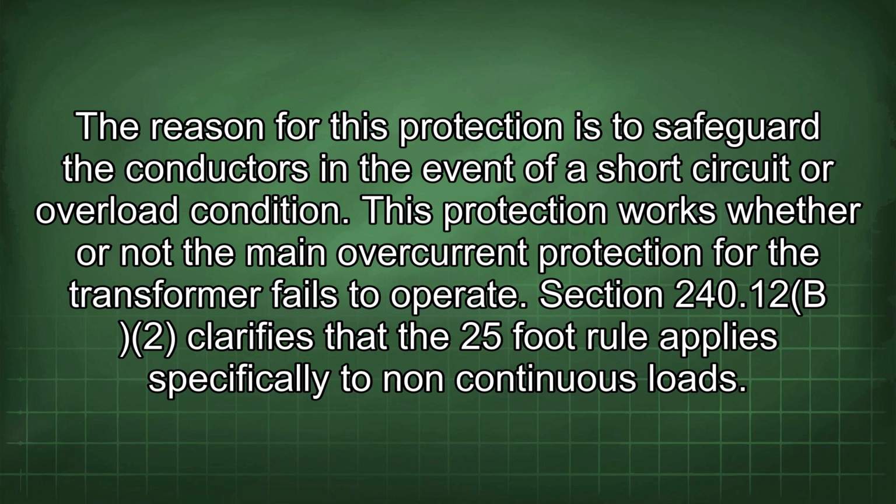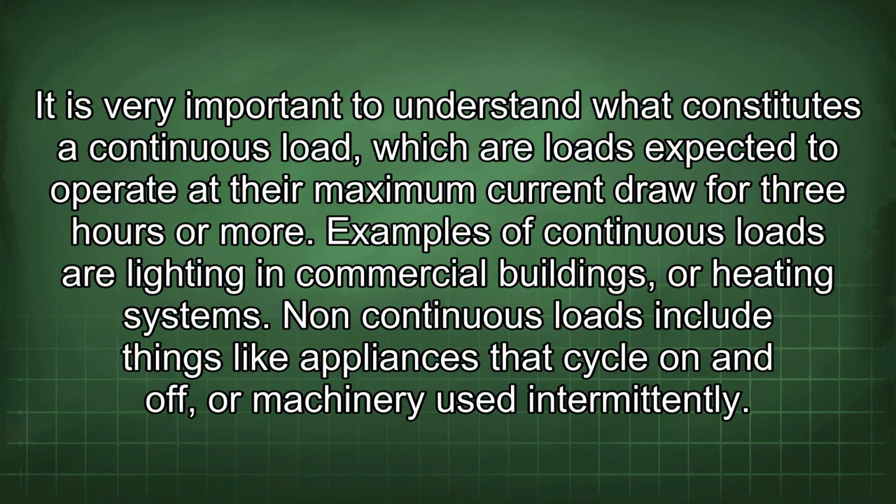Section 240.12(b)(2) clarifies that the 25-foot rule applies specifically to non-continuous loads. It is very important to understand what constitutes a continuous load, which are loads expected to operate at their maximum current draw for 3 hours or more. Examples of continuous loads are lighting in commercial buildings or heating systems. Non-continuous loads include things like appliances that cycle on and off or machinery used intermittently.